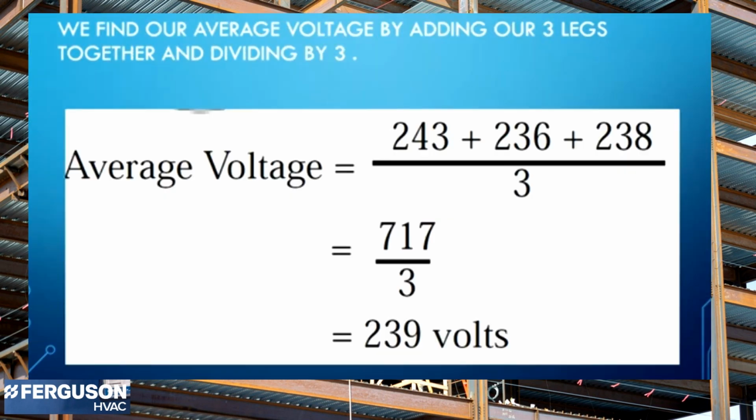We can find our average voltage by adding our three legs together and dividing by 3. In our example, we had 243, 236, and 238. That adds up to 717 volts. Divided by 3 gives us an average voltage of 239 volts.